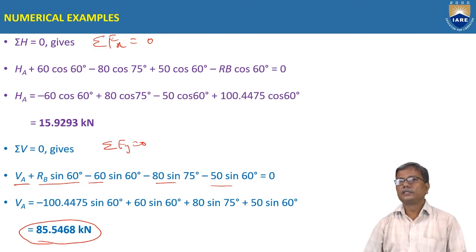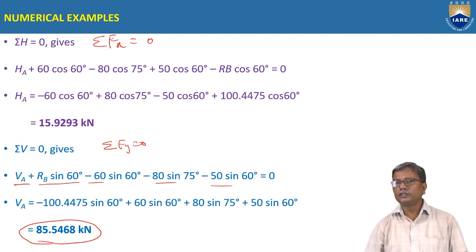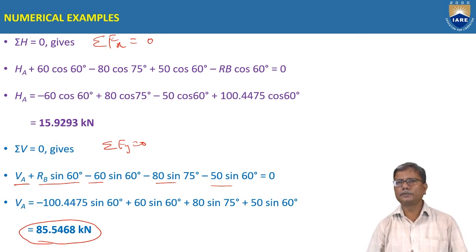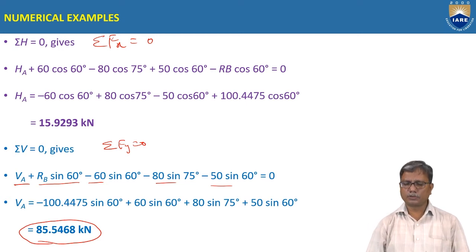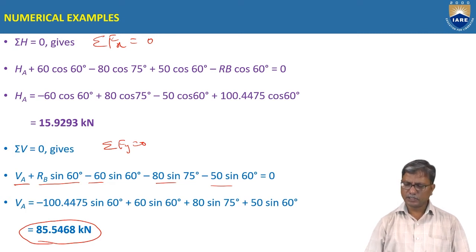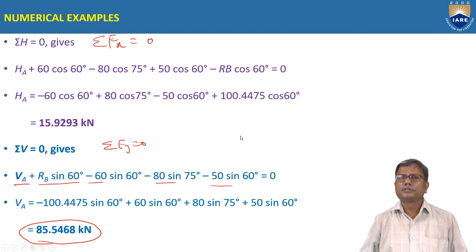85.5468. What is the difference between the previous problem and this problem? The roller at B is resting on a horizontal plane in the previous example. Here it is inclined, the roller at B is resting on an inclined plane. That is the difference. That means the reaction at B is perpendicular to the support on which the roller is resting. That you need to observe. The remaining is same.